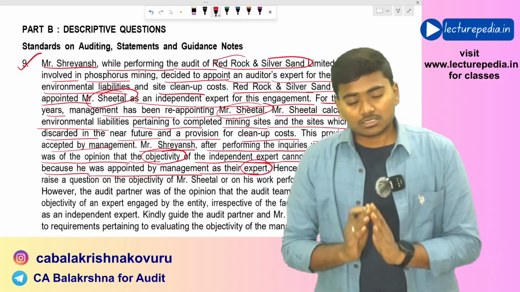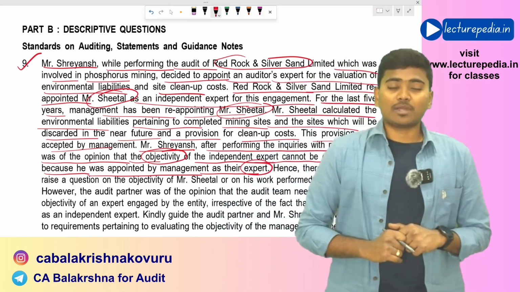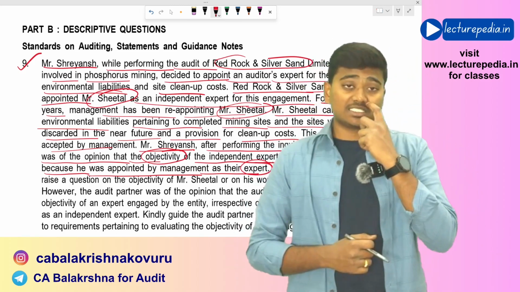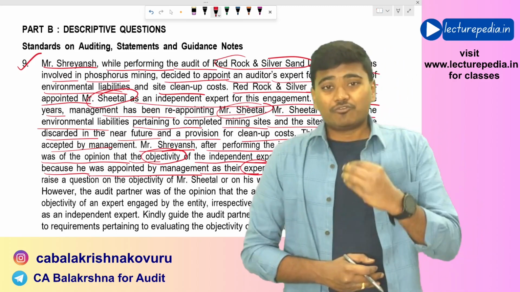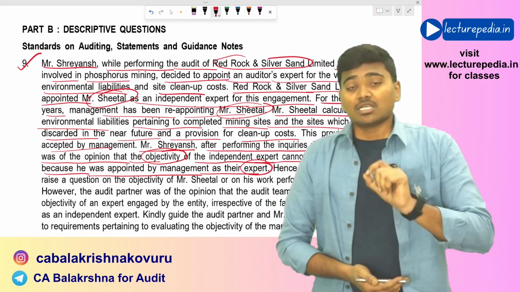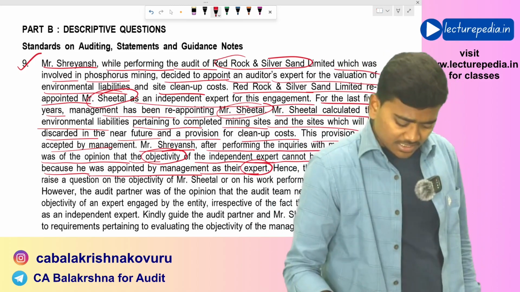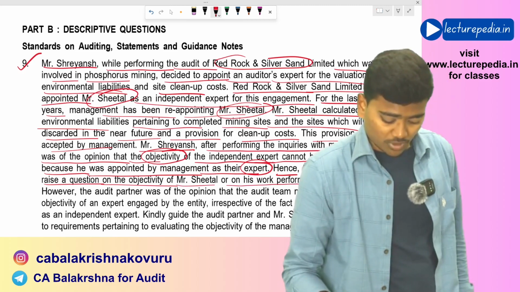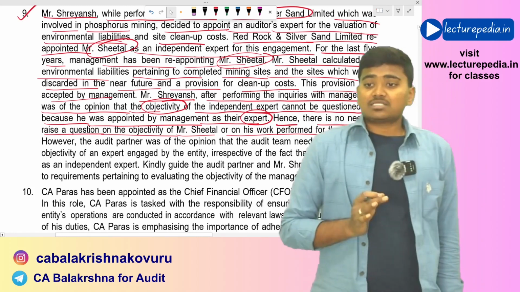There are obviously certain threats to the objectivity of the management expert. Even though he is an external party, even though you implement certain safeguards, there will be threats to the objectivity. So the auditor, before deciding to use the work of the management expert, must evaluate the objectivity of the management expert. Hence, there is no need to raise a question on objectivity of Mr. Sheetal or on his work performed by the company. That was the understanding of Mr. Shreyans.